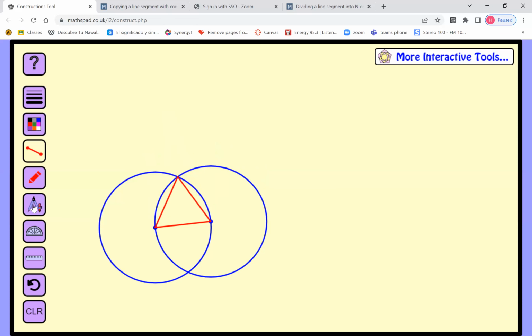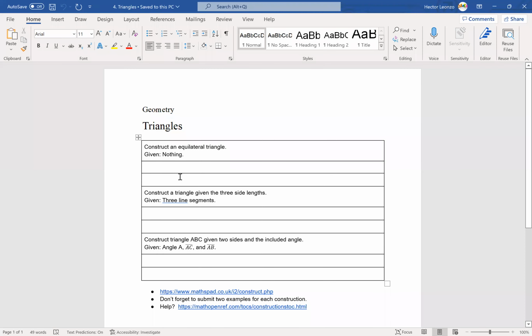Cool. Don't forget, let me come back to where the homework is. Don't forget to do two examples, all right? Copy and paste it here. So take a screenshot of your work and then include it in here. Don't forget you need to do two examples for each construction.